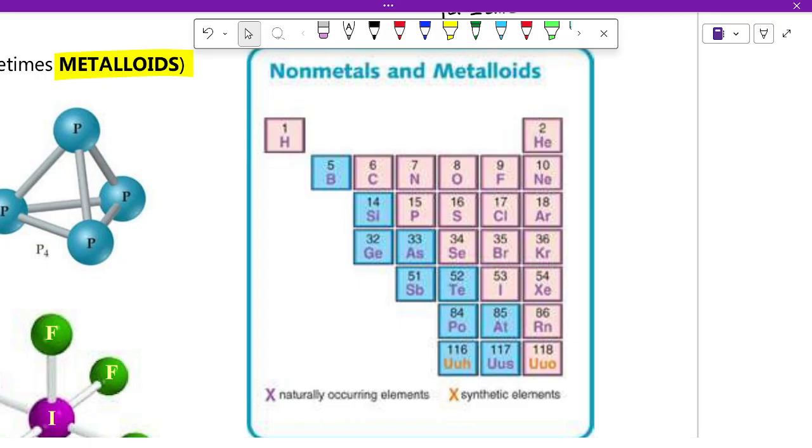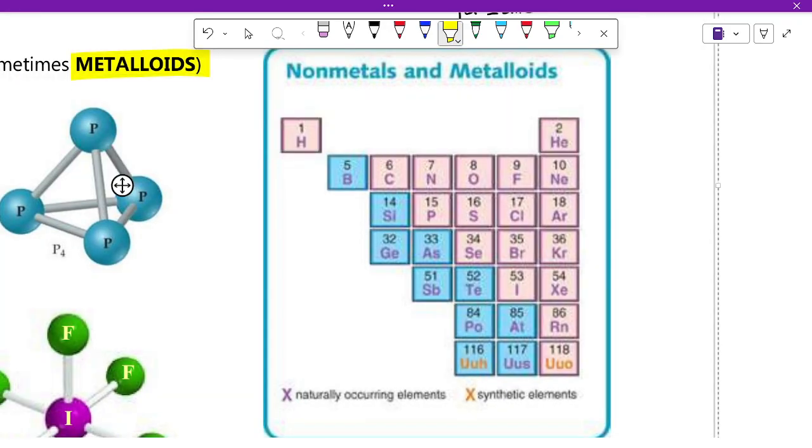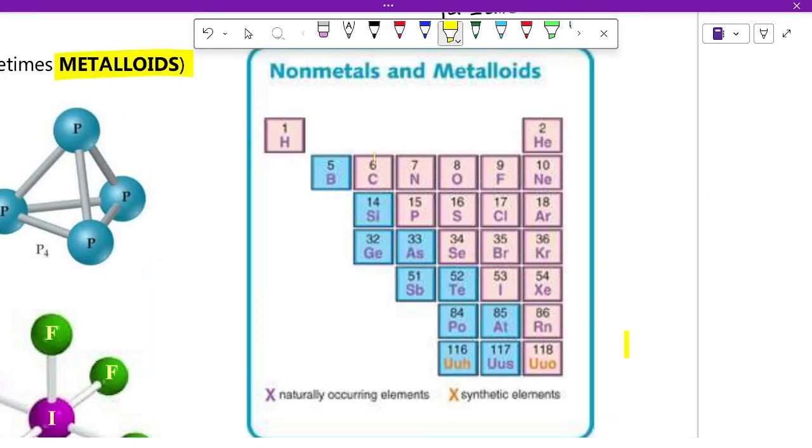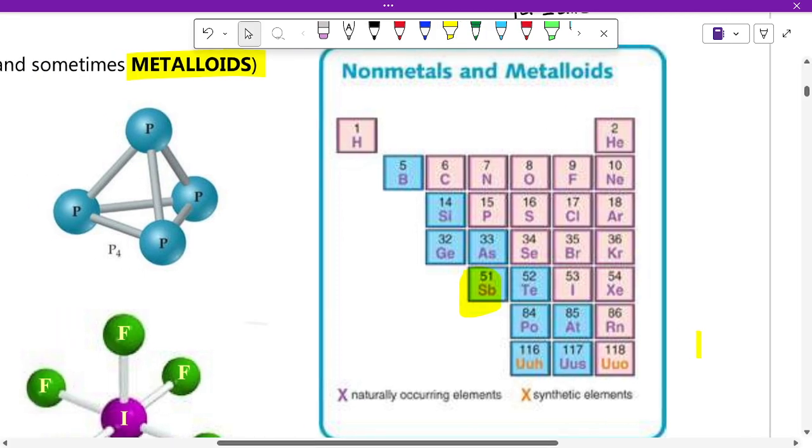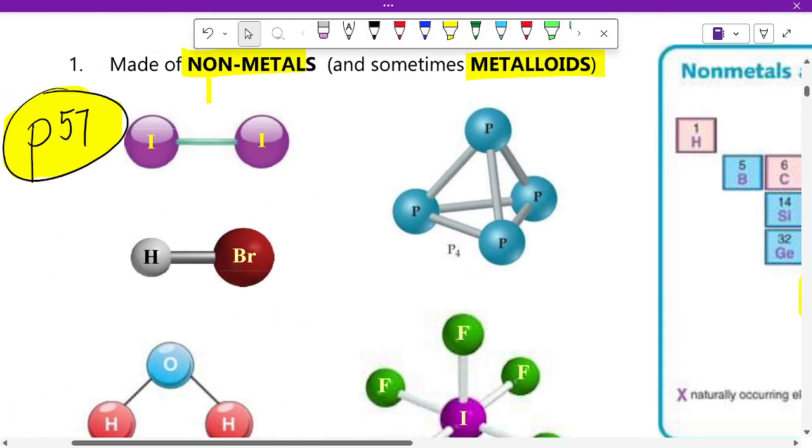So basically everything to the right of the staircase, with just a few on the left, but I wouldn't worry about those ones. I won't give them to you anyway. Like I'm not going to give you antimony because there are no compounds that are really common with antimony in them. So don't worry about them. Mostly just know that it's nonmetals.